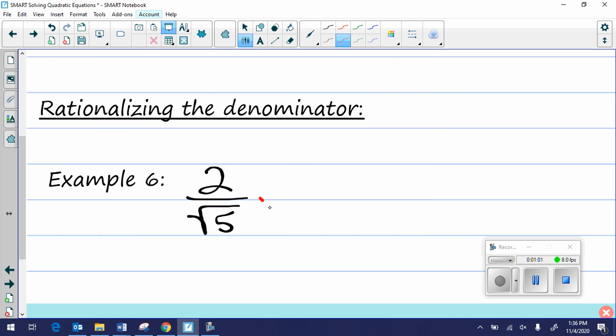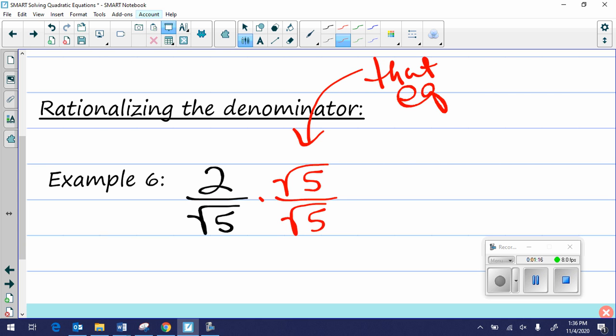And here's what we're going to do. And this is going to seem weird the first time we do it. I'm going to multiply top and bottom by the square root of 5. The thing we need to notice is that that equals 1. So I can multiply by it without changing anything. I can multiply by the square root of 5 over the square root of 5 because it equals 1, and I can multiply by 1 without changing anything. Watch why I do that.